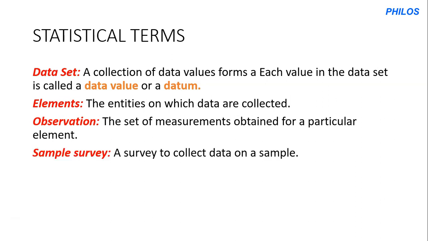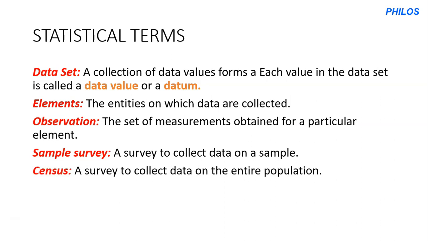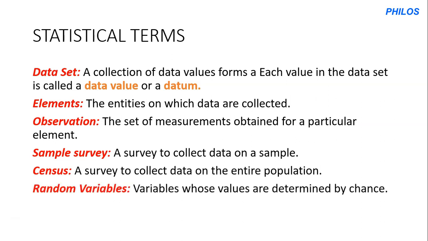Another term is sample survey, a survey to collect data on a sample. And then census is a survey to collect data on the entire population. So you should know the difference between sample survey and census. And then random variables. Variables whose values are determined by chance are known as random variables. That's why the word random. Something that happens by chance is random. So when we say random variables, they are variables whose values are determined by chance.